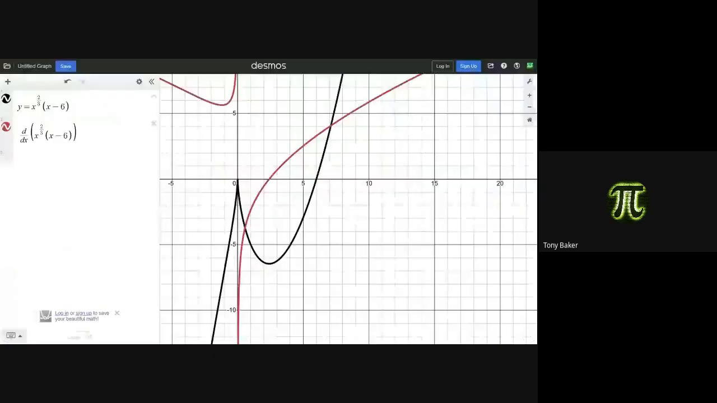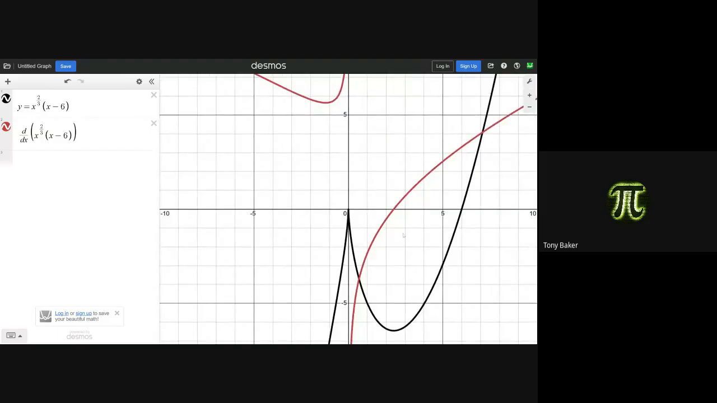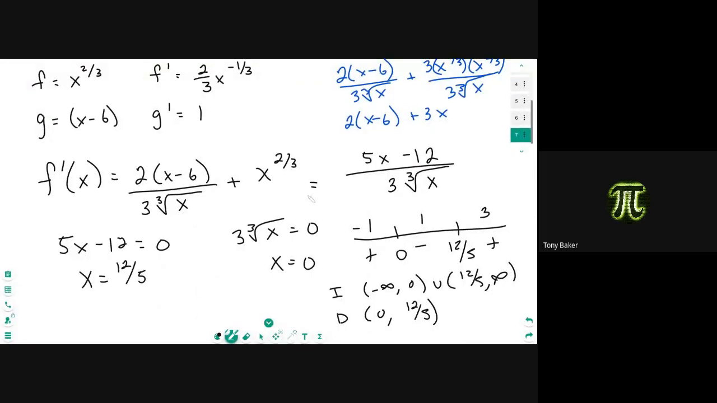If we look at this one, this is what the graph looks like. The black is the actual graph, and that's the derivative. So there is something happening where the derivative doesn't exist. It's one of those situations where it does actually come up. Any other questions with that one? All right.